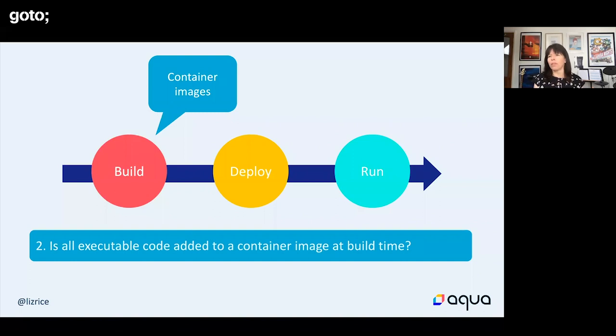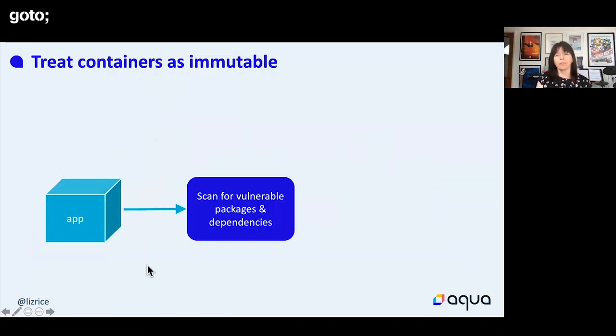Now, one thing that I hope you're doing, if you're interested in securing containers, is scanning them. So you have your application container and you want to scan for vulnerabilities. There's plenty of vulnerability scanners out there. Some of them are commercial, and there's plenty of open source options. My own team produces a tool called Trivy, which you can use to scan for vulnerable packages and language dependencies.